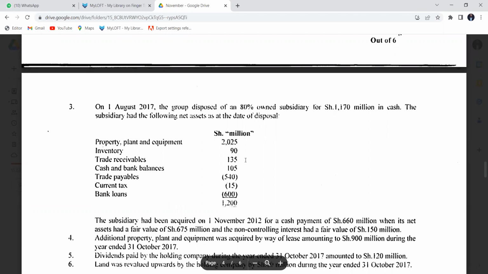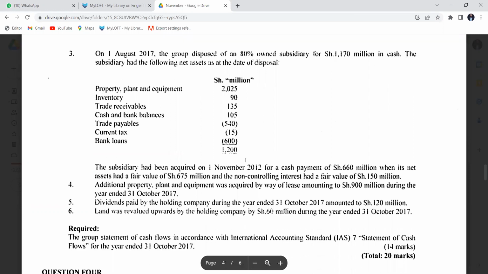So this subsidiary was acquired when? That is why you can see there's a sentence down there in note 3, whereby they are saying that the subsidiary had been acquired on 1st November 2012 for a cash payment of 660 when its net assets had a fair value of 675 and then non-controlling interest had a fair value of 150.